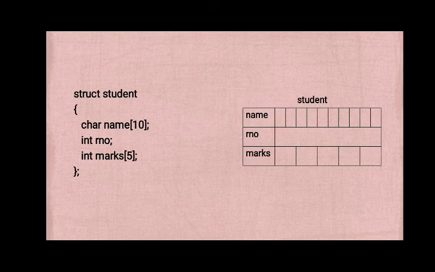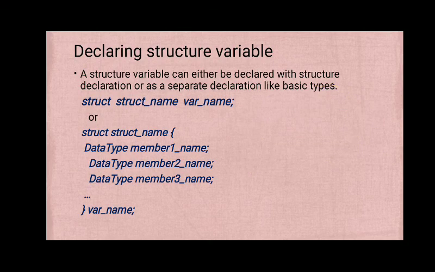For student, there is a position for name which will reserve 10 spaces. Then roll number, it will store a single space. For marks, it will store 5 spaces. So this is how the student will be written in your memory, or how the memory will be allocated for student.